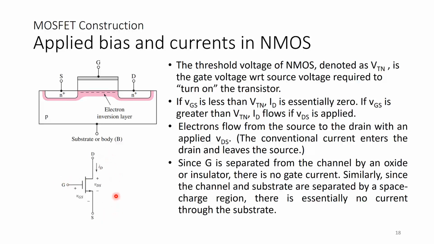So similarly, since the channel and substrate are separated by a space charge region, what is the space charge? Depletion region. Okay, and because we said just now that the bias of the body must ensure that the PN junctions between the source and the body and the drain and the body are reverse biased, so that there is no current going from the source or drain to the body, because we want the carriers that are formed in the inversion layer, whatever current that you apply from VDS, to flow from source to drain, not from source to body or drain to body.